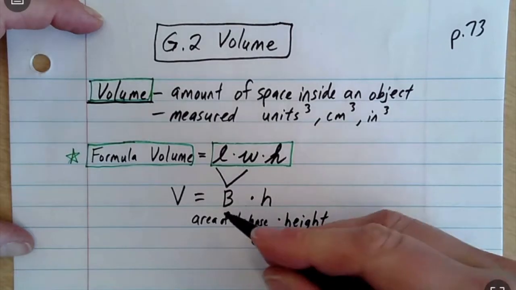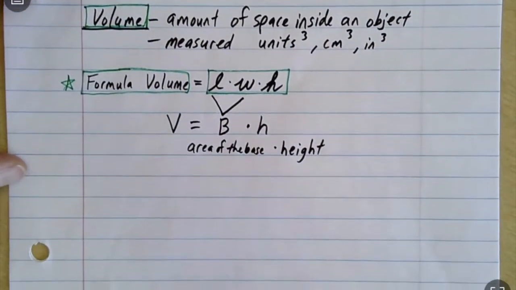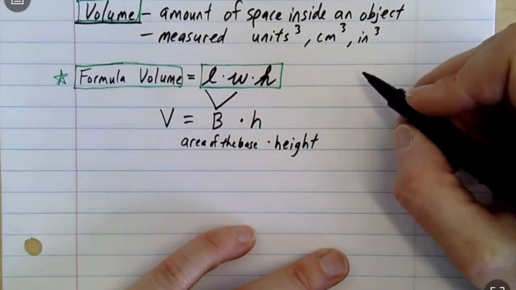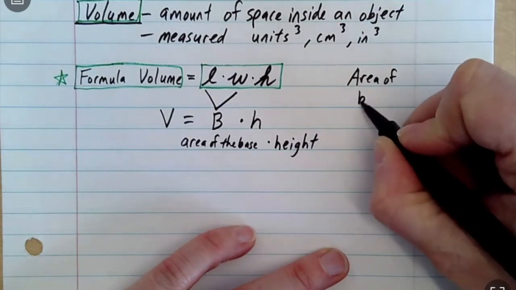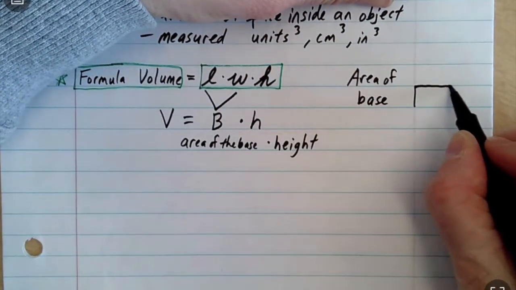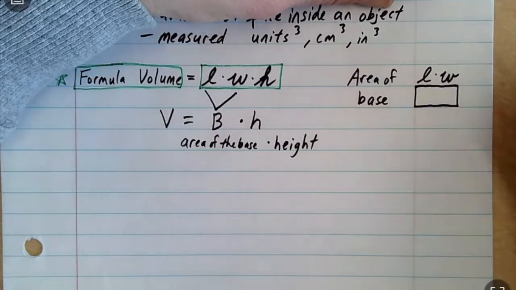How do you get the area of the base? It just depends on what shape your base is. For example, if your base is rectangular, then length times width works. So let me put it over here. Area of a base that is rectangular. I'm going to draw a little rectangle here. Then you just take length times width.